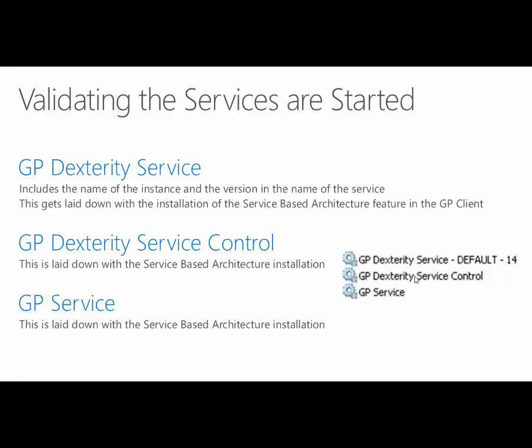Now, it's possible we have more than three. So in the sense where we were doing multi-tenancy, and I have two GP clients laid down, both of them with service-based architecture, then I would see GP Dexterity Service -default -14 and GP Dexterity Service the name I called it, GP 2015 -14. So we can have more, but you'll want to ensure that all of the services that meet these are started before we attempt to connect to the endpoint.